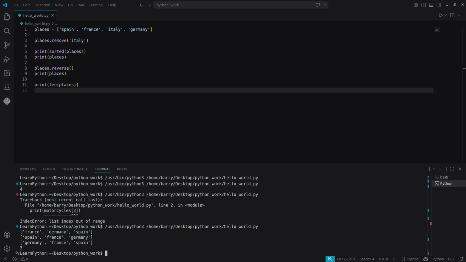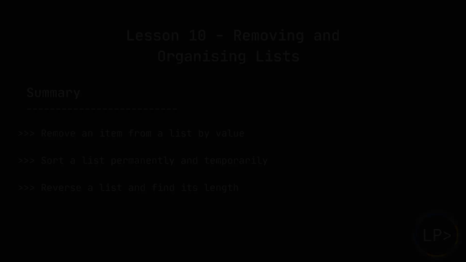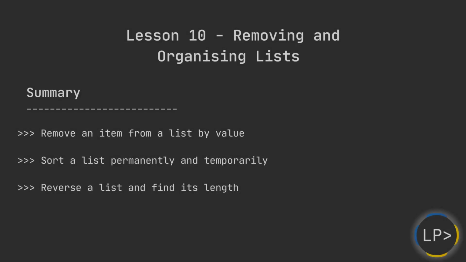How did you do? So that ends today's lesson number 10, where we learned how to remove an item from a list by value, how to sort a list permanently and temporarily, and how to reverse a list and find its length.